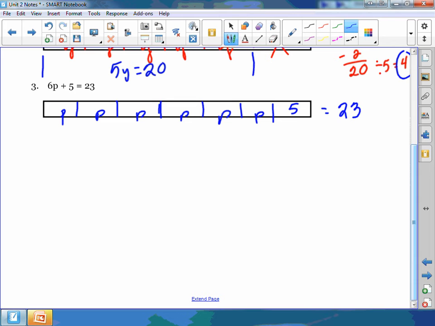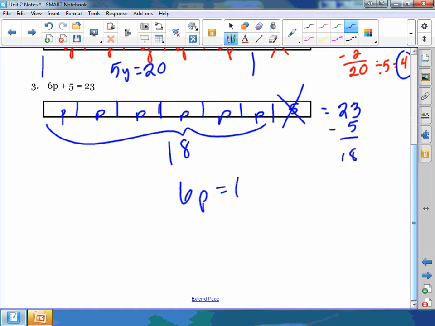So we take a 5 away, and then we're left with 18. So this whole part here now, from here to here, has a value of 18. So 6P equals 18 now. Okay? So then what's your final step? Divide them by 6, yeah. So that means every value of this variable would be 3.